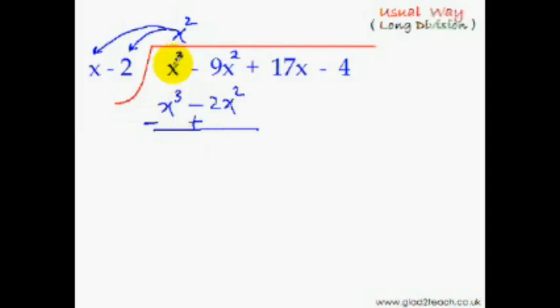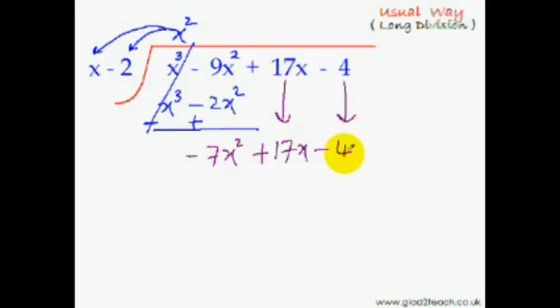This positive x cube and this negative x cube will cancel each other out, so you strike it out. Minus 9x square plus 2x square is minus 7x square. And you simply drop down these remaining terms. So this is a new dividend. And once again we repeat the same process. That is, we divide the first term of this new dividend by the first term of this divisor. Minus 7x square divided by x is minus 7x.